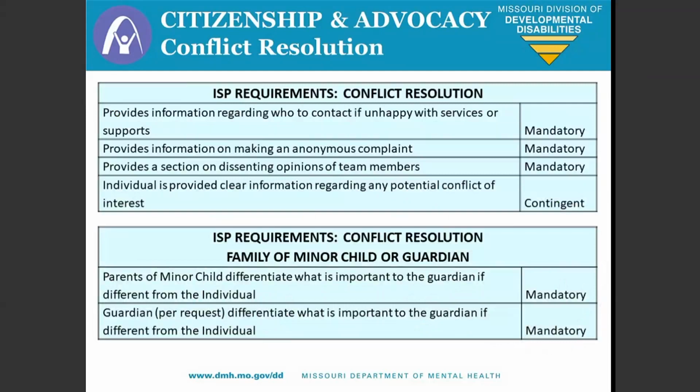It is required that the ISP provide information for the individual on who to contact if they are unhappy with services or supports, how to make an anonymous complaint, provides a place for dissenting opinions of team members, and that the individual is provided clear information regarding any potential conflict of interest. There is also information specific to minor children or if the individual has a guardian.